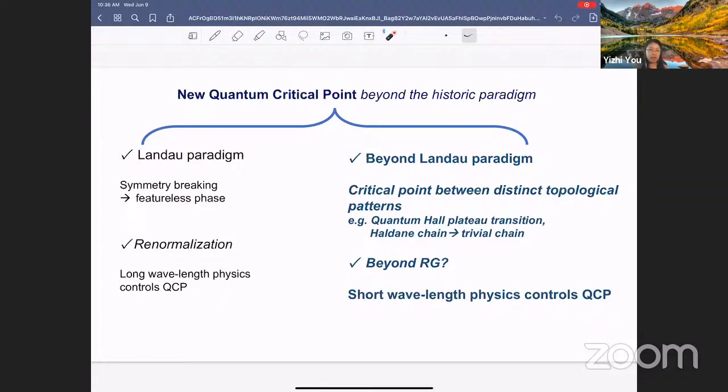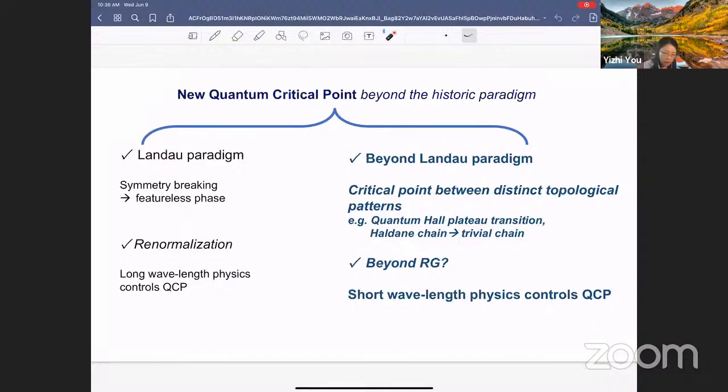And also in some 1D quantum spin chain, there is a continuous phase transition between a Haldane chain, which is a paramagnetic chain with a protected zero mode at the edge, toward a trivial quantum spin chain with no entanglement.